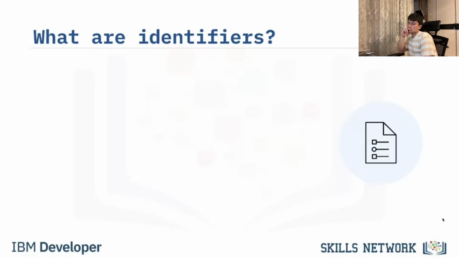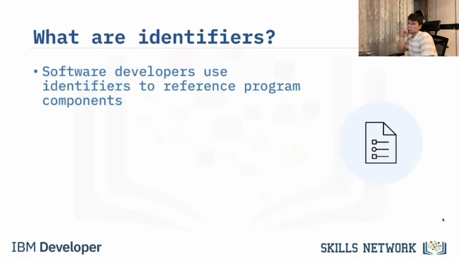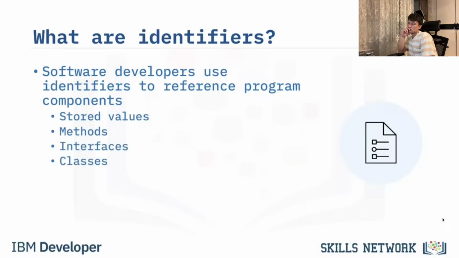To fully understand software programming, there are some fundamental programming concepts you need to know first. The first concepts you will look at are identifiers. Software developers use an identifier to reference a program component, such as a stored value, a method, an interface, or a class, by assigning a custom named label to it.